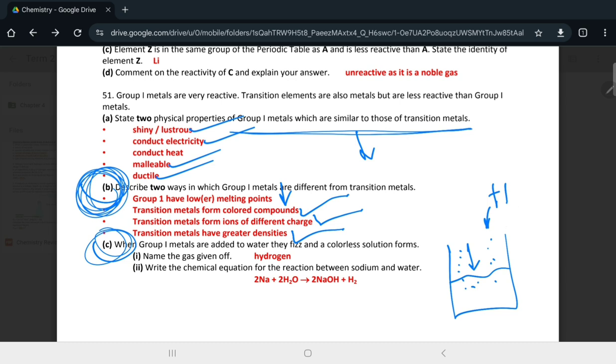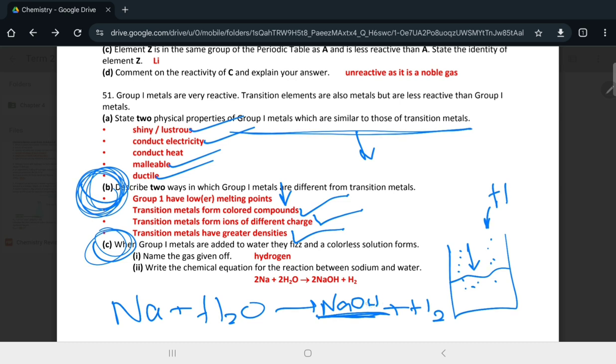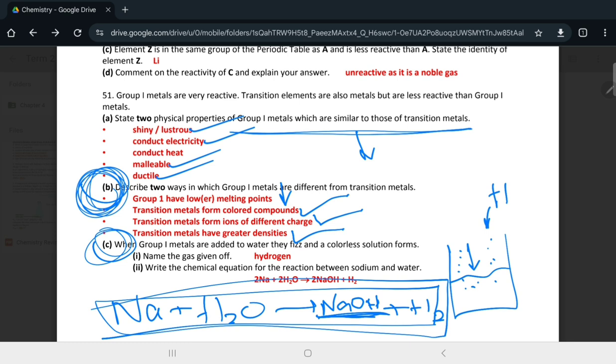Now they want the chemical equation. So sodium plus water will give you this plus H2. What is the missing compound here? It is the metal plus hydroxide. So what's the metal in this case? It's sodium, which is Na, and hydroxide, which is OH. So here it's NaOH. Now that we have this equation, we should balance it.